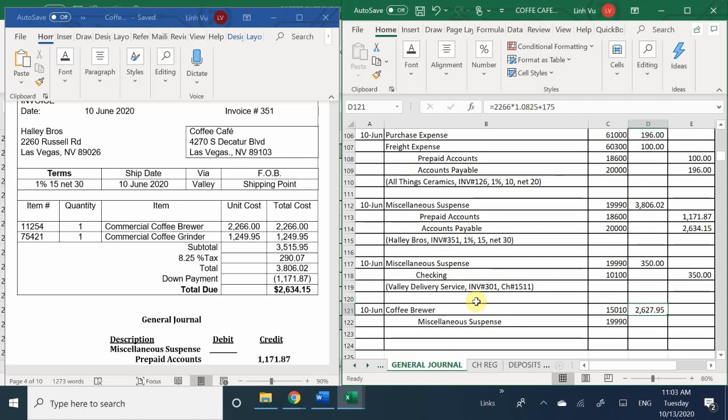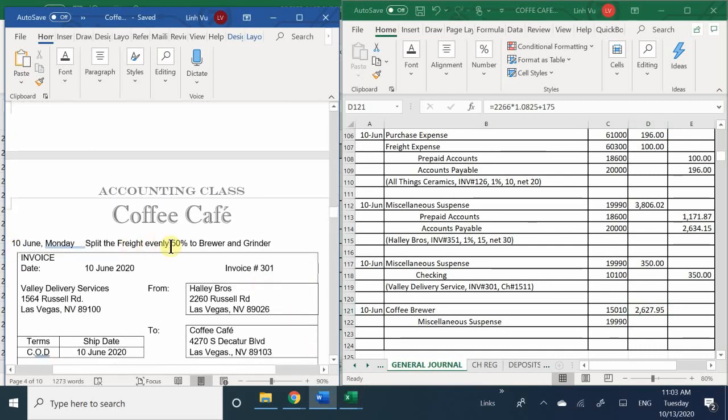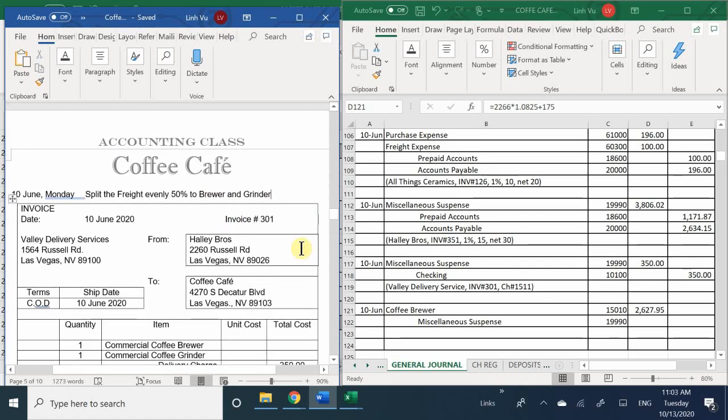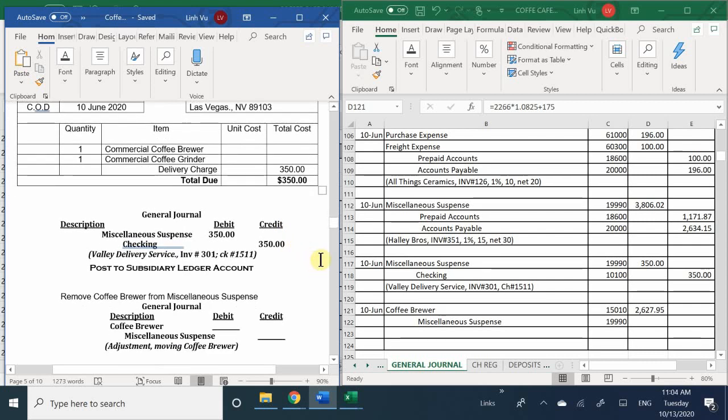So we took the asset, right? We multiplied it to get the tax amount that's going to be contributed to the item. And then we divided the freight because it was for both items, which right here above I've indicated that you're going to divide it in half because the weight of the coffee grinder and the weight of the coffee brewer is technically roughly the same. So we're going to divide the freight expense in half, all right?